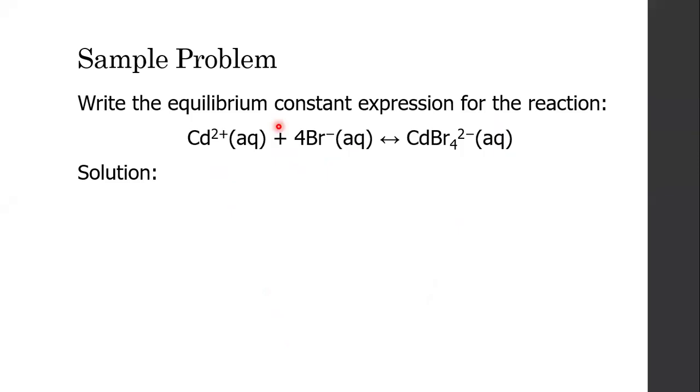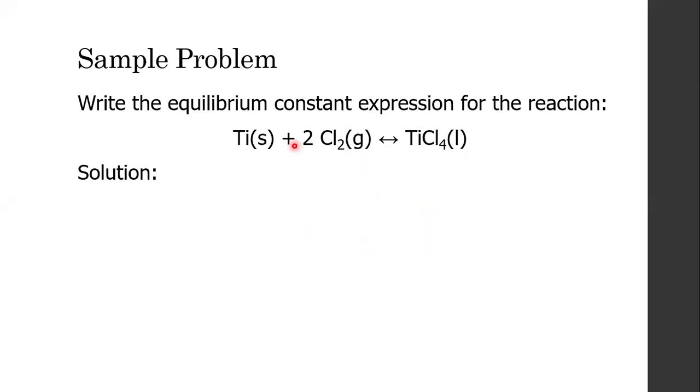Moving forward, we have this second example. Cadmium and bromine in equilibrium with the complex CdBr4 2 minus. And since this is in aqueous form, we can only use Kc. So you have the product over all the reactants multiplied together, but each one is to be raised to their respective exponents, which come from their coefficients.